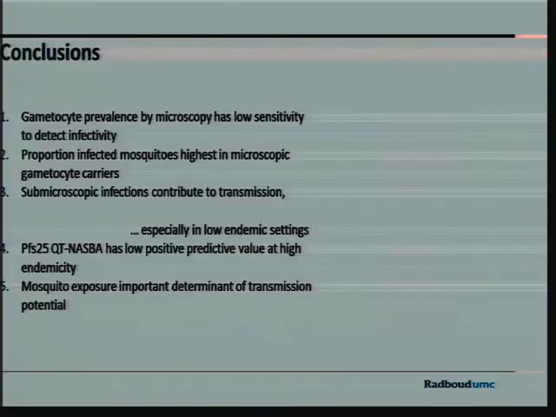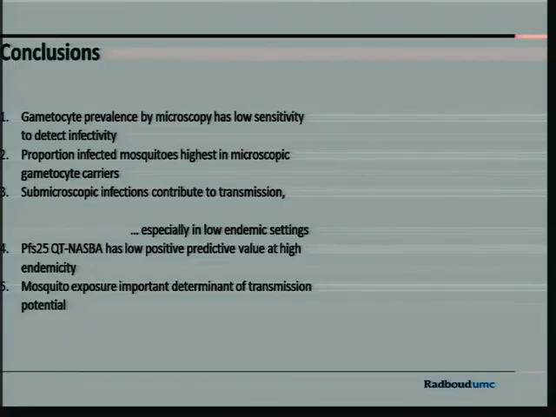So some conclusions, as we have known for a while, gametocyte prevalence by microscopy has a low sensitivity to detect infectivity. However, the proportion of infected mosquitoes is highest in microscopic gametocyte carriers. If you want to look for highly infectious individuals, microscopy is a very good tool. If you want to use it for epidemiological assessments, it's pretty useless. Submicroscopic infections contribute to transmission in all settings, and our first round of surveys suggests that especially in low endemic settings, they seem to contribute a lot.